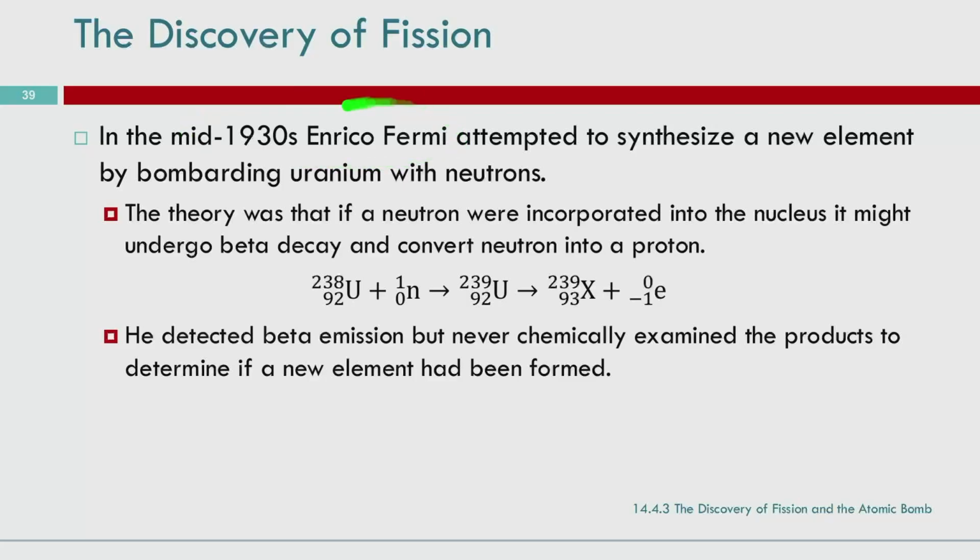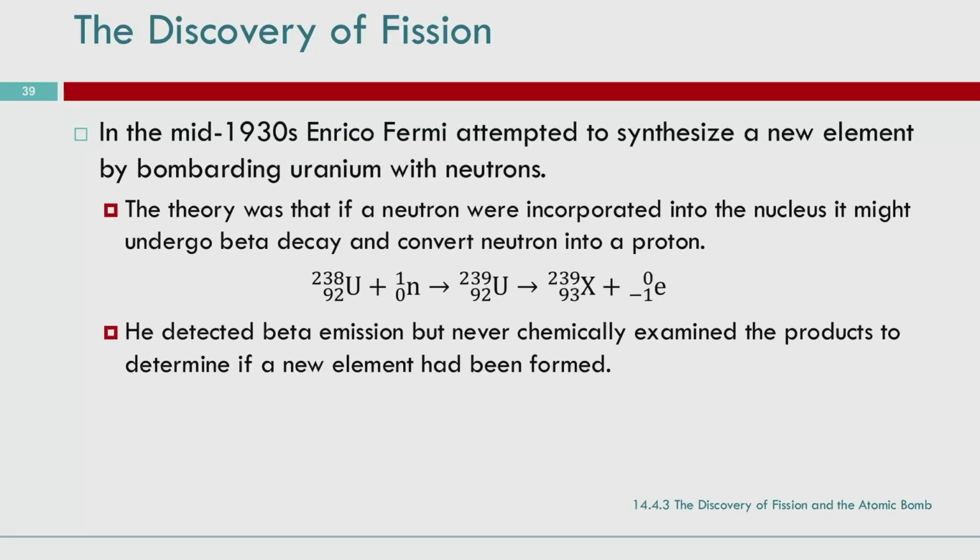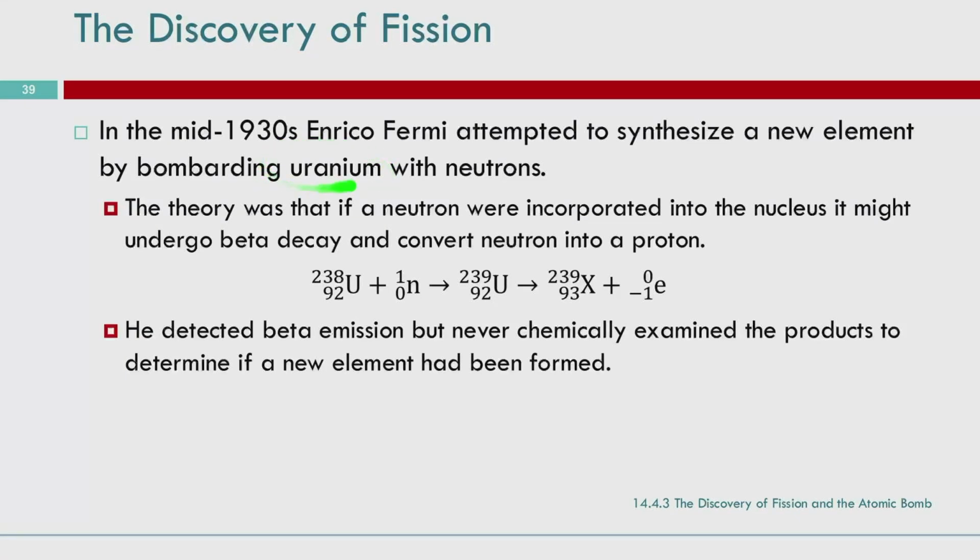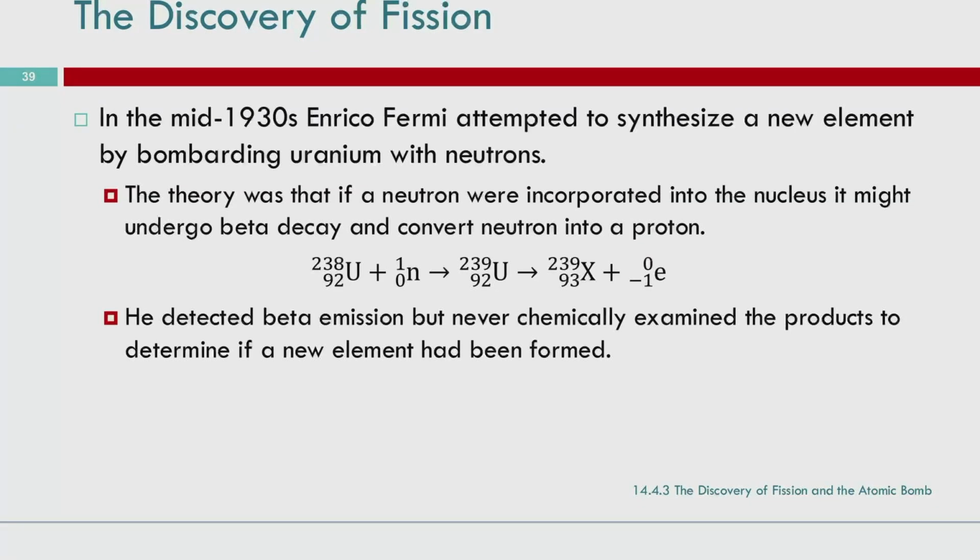In the mid-1930s, Enrico Fermi, a famous physicist, attempted to synthesize a new element. Chemists are often trying to find new elements, and he thought, let's bombard uranium with neutrons. If you incorporate that neutron into the nucleus, then it might undergo beta decay. That beta decay would tick it up 1 on the periodic table by converting that neutron into a proton. And he detected beta emission, and so he thought, I've done it. I made the new element.